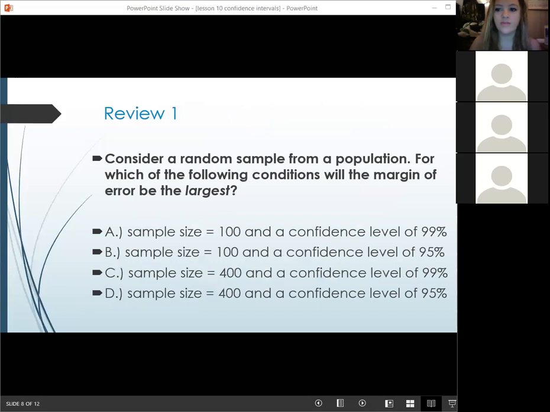Consider a random sample from a population. For which of the following conditions will the margin of error be the largest here? Read through these, check out the different answers, and let me know what you think, and we'll go over it.